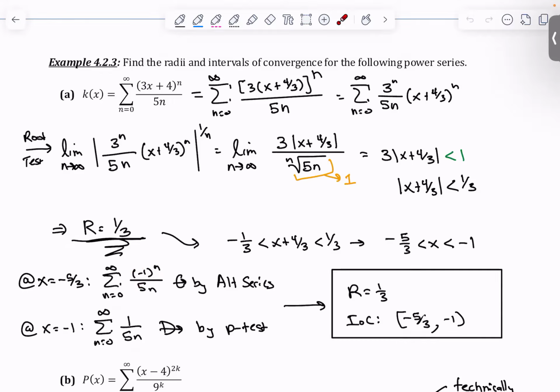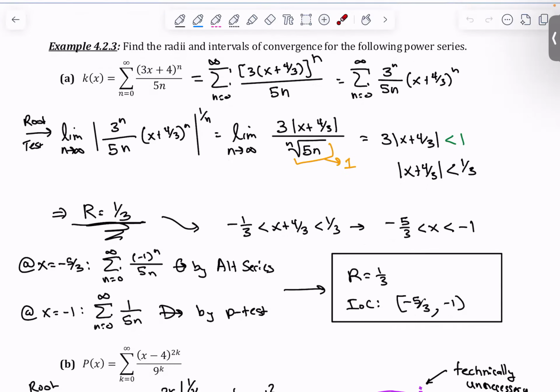But if you plug in negative 1, you get 1 third to the n, which cancels out the 3 to the n, giving us 1 over 5 to the n, which is technically the harmonic series. It's 1/5 of the harmonic series, but 1/5 of infinity is still infinity. So it's divergent, meaning we can include the left endpoint, but we cannot include the right endpoint, giving us our final answer of 1/3 for its radius of convergence, and its interval of convergence is as such. Any questions?